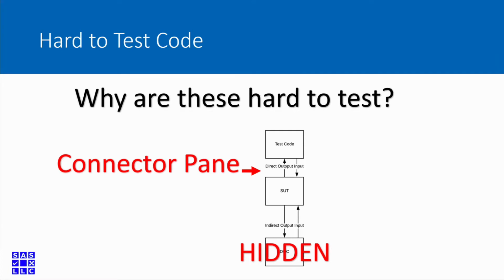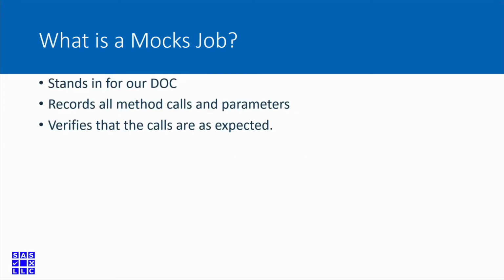One of the things that we can do is use a mock object. What is a mock object? Basically, it stands in for our dependency, and its main job is to record every method call that's made on that object, and all the parameters that are passed to it. Then it usually has some verify method where you tell it what methods you expected to be called and what parameters you expected to be passed. It then verifies that, yes, the software you're testing did make those method calls and pass the correct parameters. That's basically all it does.